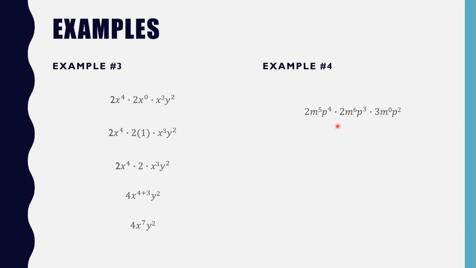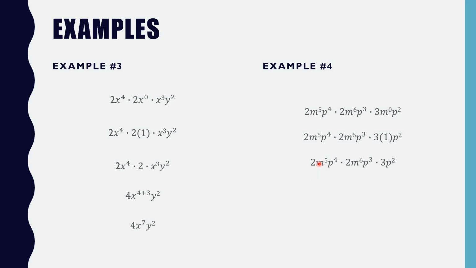You could write them as exponents if you wanted to, so like 2 and 2, that's 2 to the second, or you can just multiply them like we've been doing, which I think is kind of easier. We've got some other bases here. We've got m's, and we've also got p's. And I also see over here we've got m to the 0. So m to the 0 again is 1. And basically that just becomes a 3 because 3 times 1 is 3. So that simplified it a little bit.